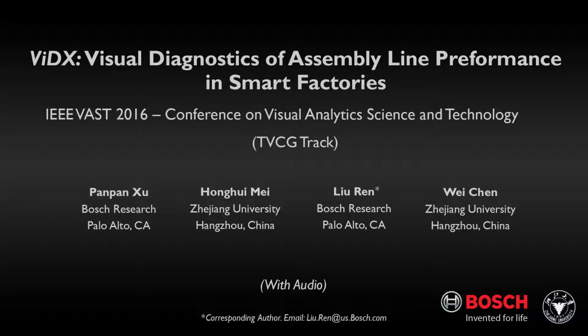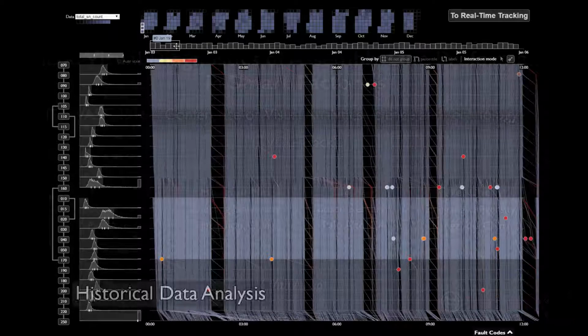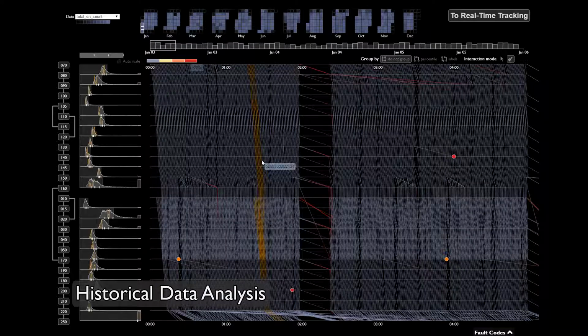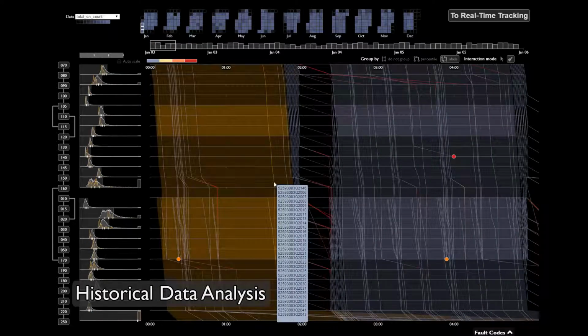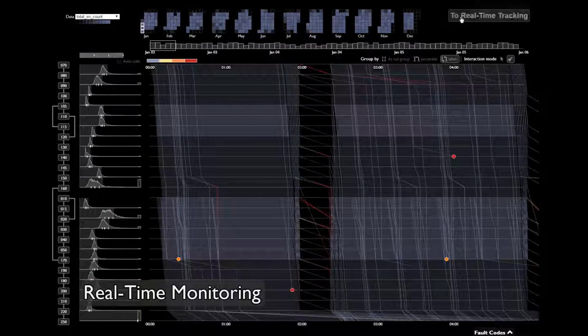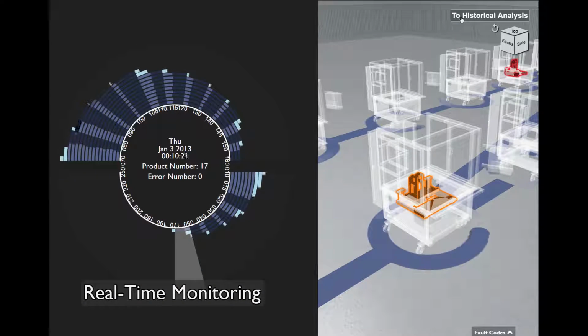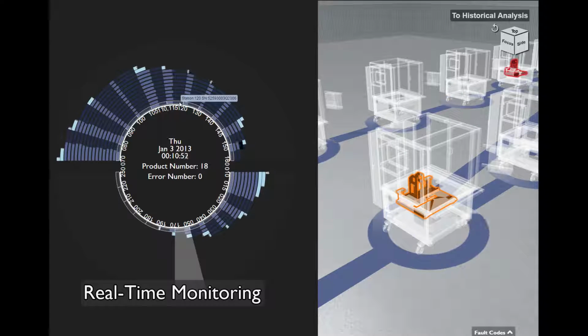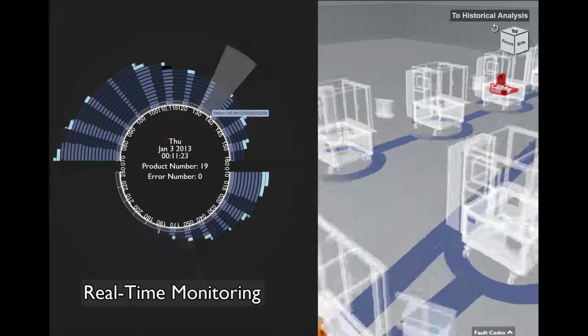Hello! In this video, we are going to introduce you to ViDX, a system supporting visual diagnostics of assembly line performance in smart factories. We are going to demonstrate the system to you with a prototype web app we've built. The system supports both historical data analysis and real-time monitoring based on data collected during the operation of the machines and assembly lines. We will walk you through the individual components in the system.